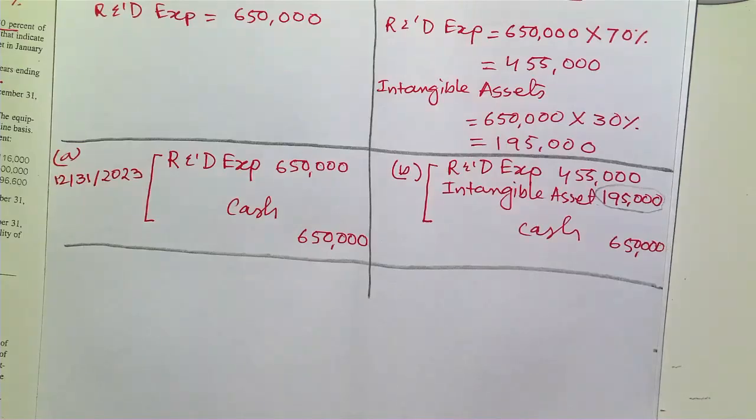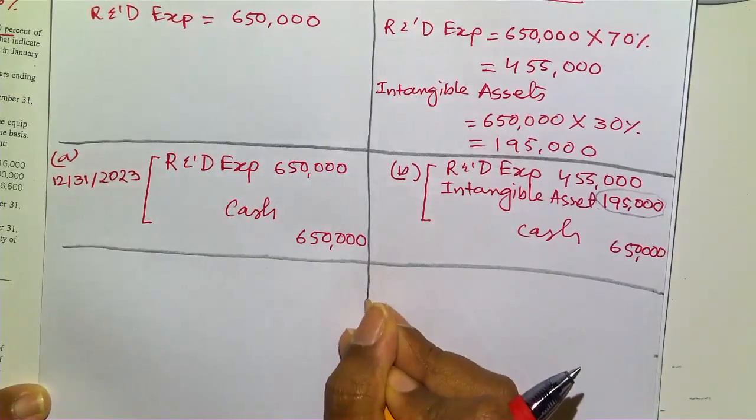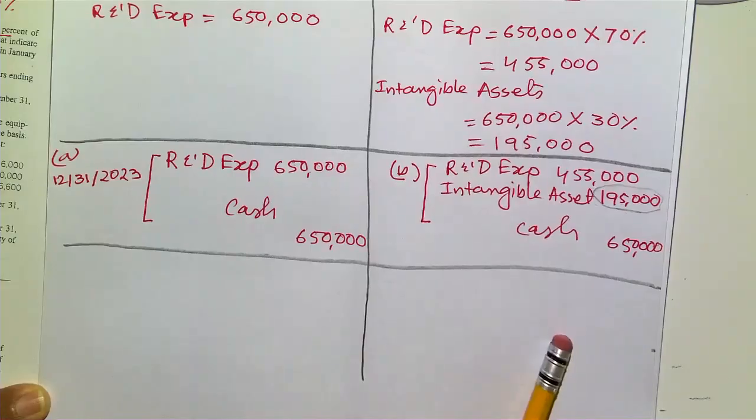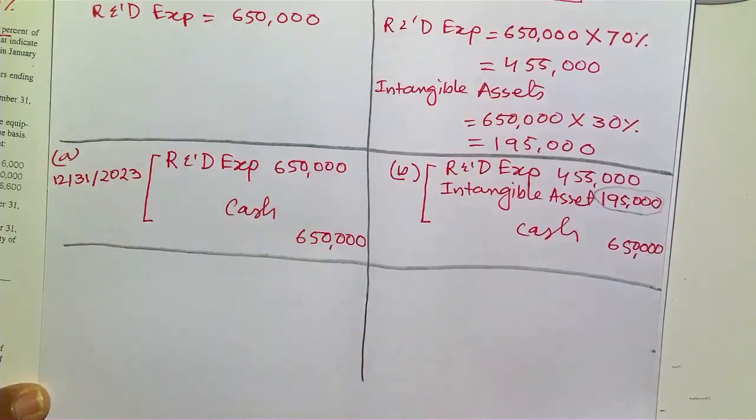So what will be the second year's journal entry? We are still on part A, the regular entry. I'm showing it back to back, but on Connect you have to do all GAAP first, then you have to do all IFRS first, right?